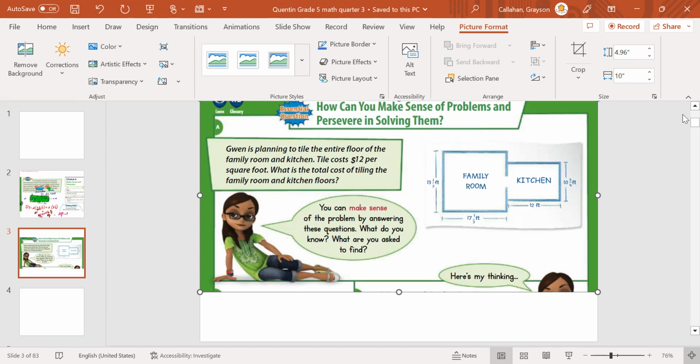The entire floor of the family room and kitchen will be tiled. The tile costs $12 per square foot. What is the total cost of tiling the family room and the kitchen?